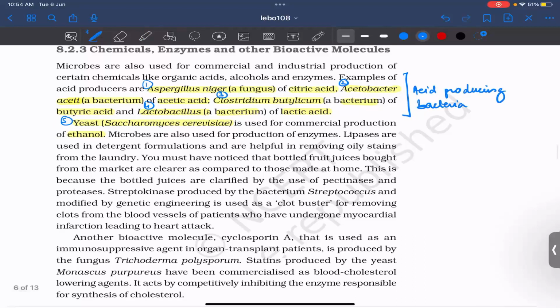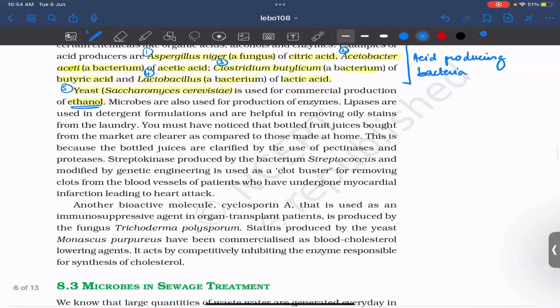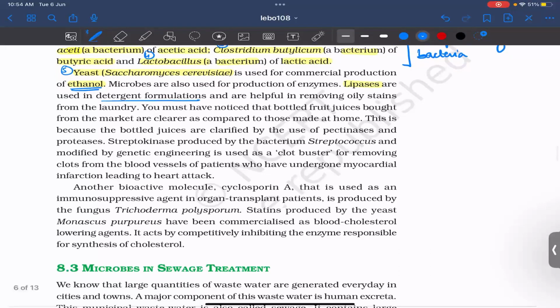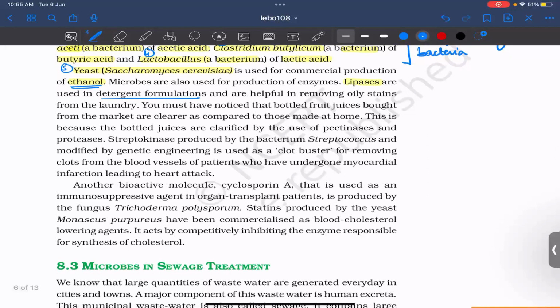Then we discussed ethanol, which is alcohol, and now we'll discuss enzymes. For example, lipases, which are used in detergent formulation, are helpful in removal of oily stains. Then juices: the bottled juices which we buy are very clear, and they are made clear by using enzymes called pectinases and proteases. They dissolve the pectin and proteins contained in the fruits, and they make the juices clear.